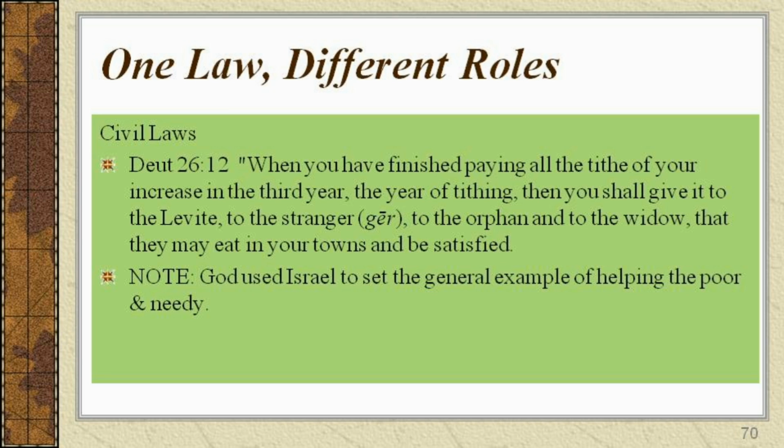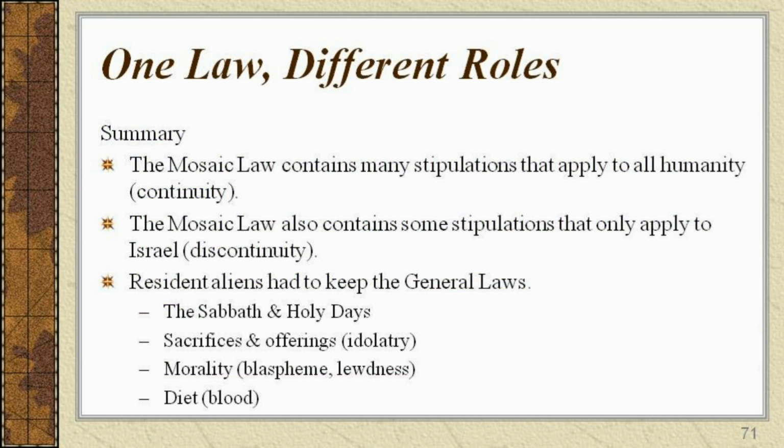At this point, we have more than a couple dozen commands within the law of Moses that discuss the rights and obligations of native-born Israelites and resident aliens, and we are now in a position to draw some general conclusions. First, we saw that the law of Moses does indeed contain many stipulations that apply to all humanity.